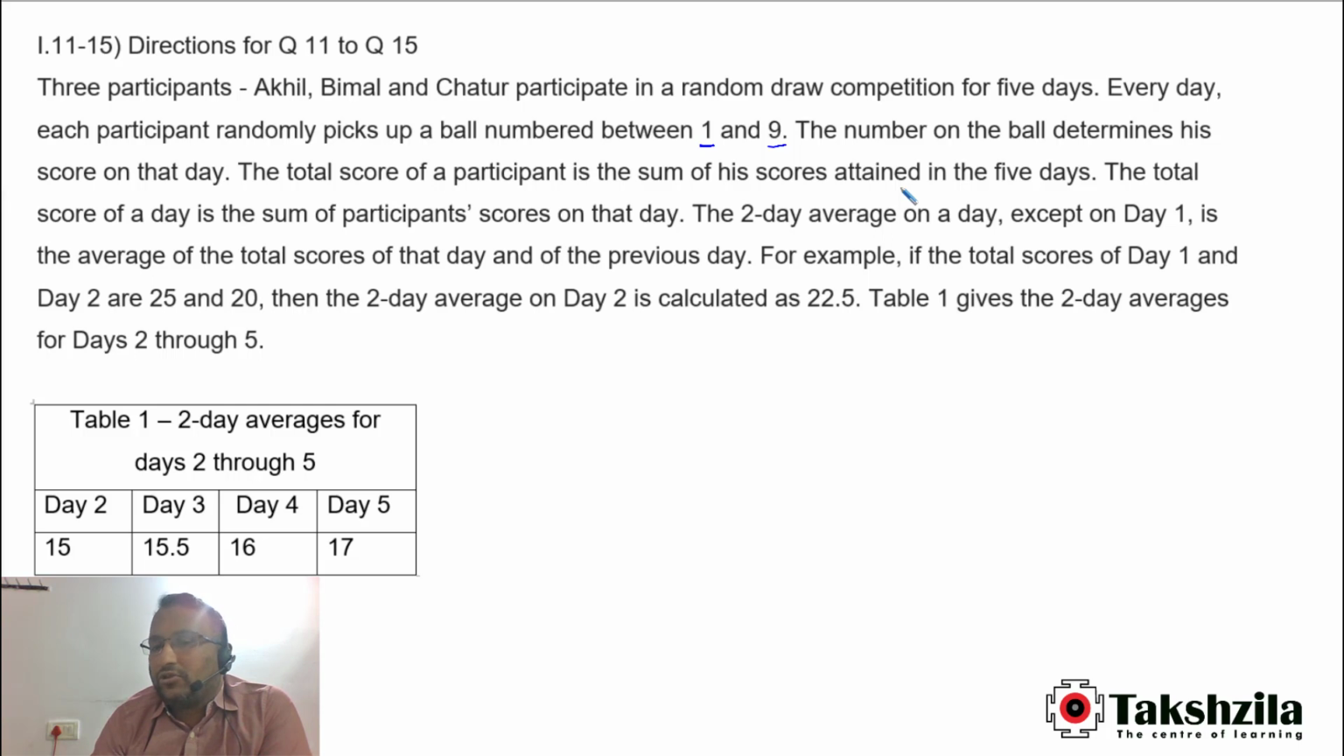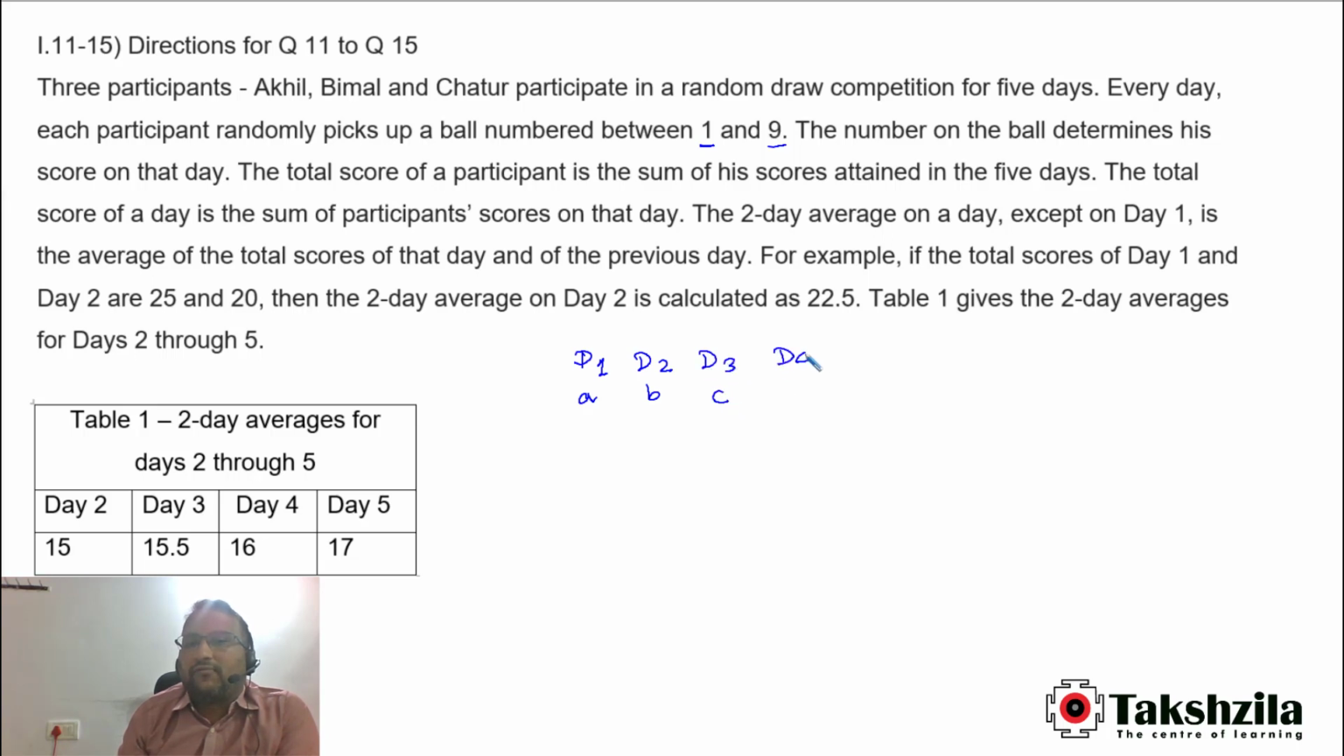The 2-day average, except for day 1, is the average of the total score of that day and the previous day. For example, let's have a look at it. Let's say the total score on day 1 is A, total score on day 2 is B, total score on day 3 is C, total score on day 4 is D, and the total score on day 5 is E.